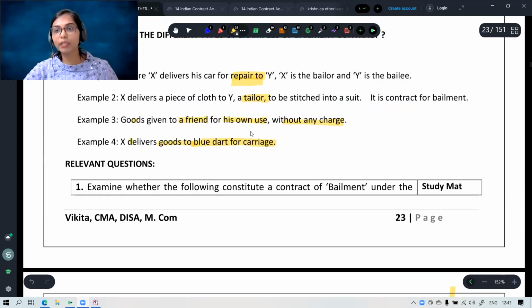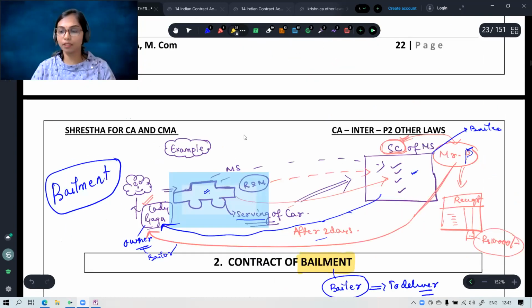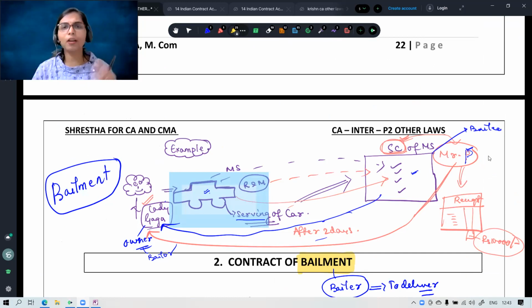So I request that you make these examples like this, and write beside each one: yes or no. And when you have time, bring out different situations in your mind and start analyzing whether this is bailment or not. Then you get a clarified approach in your brain, and then you can go ahead and understand more effectively.